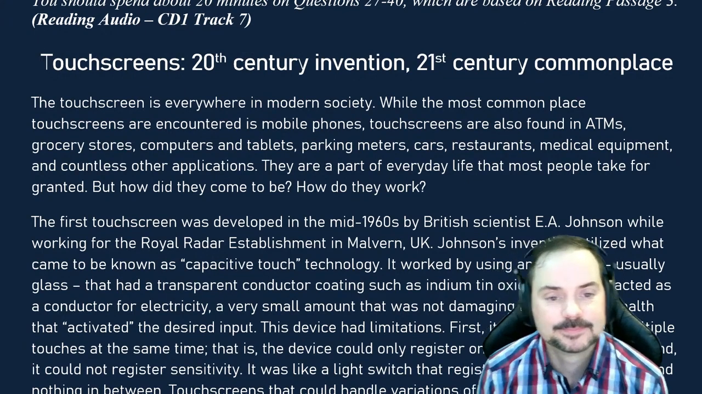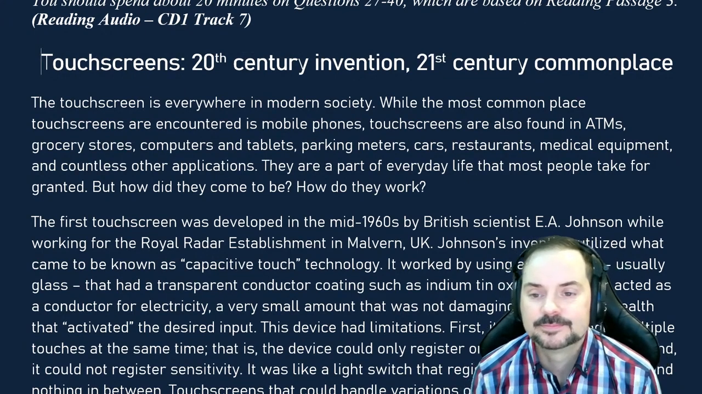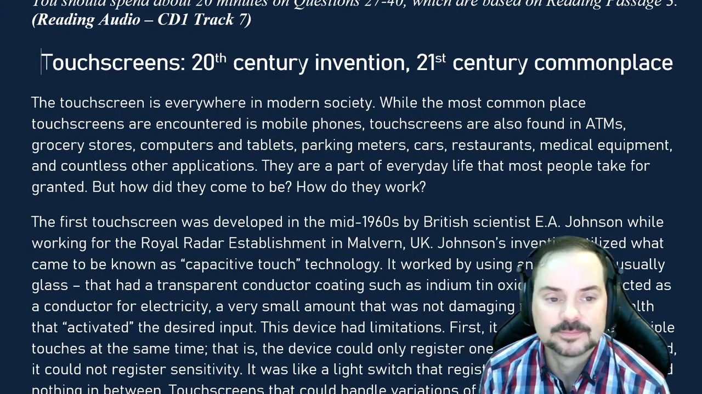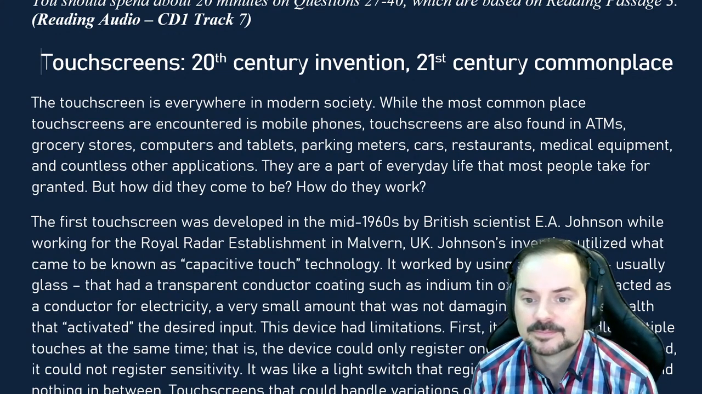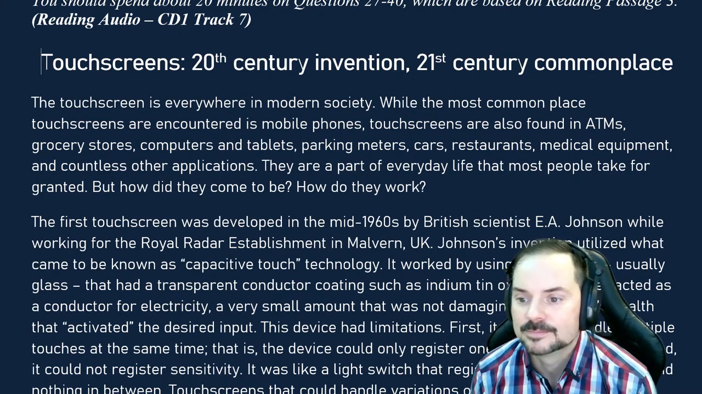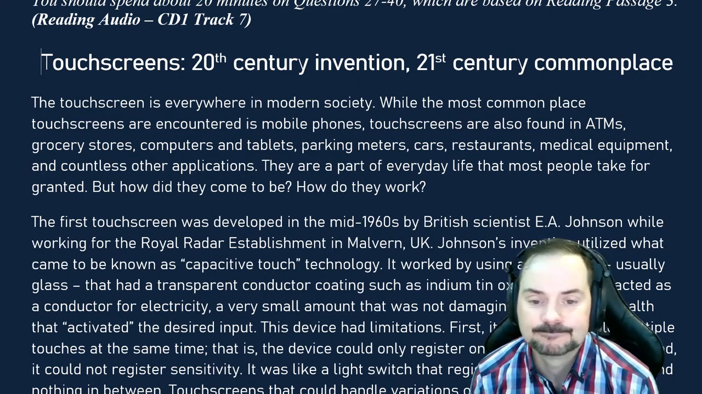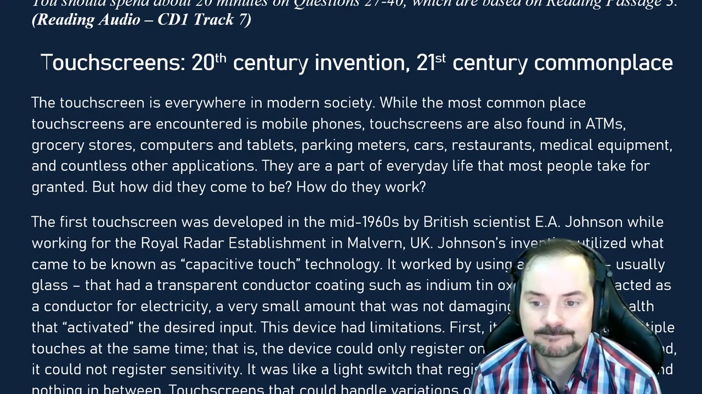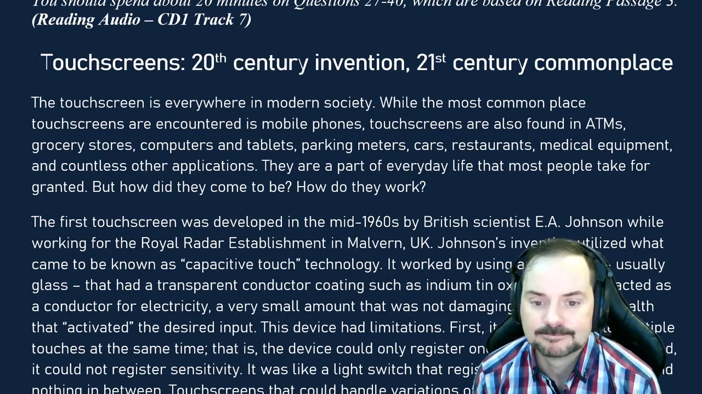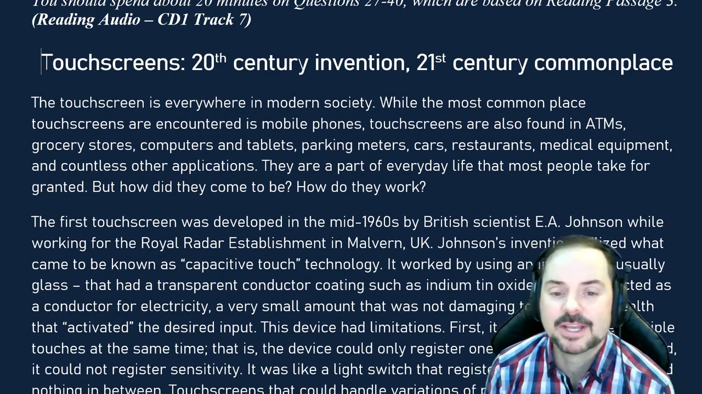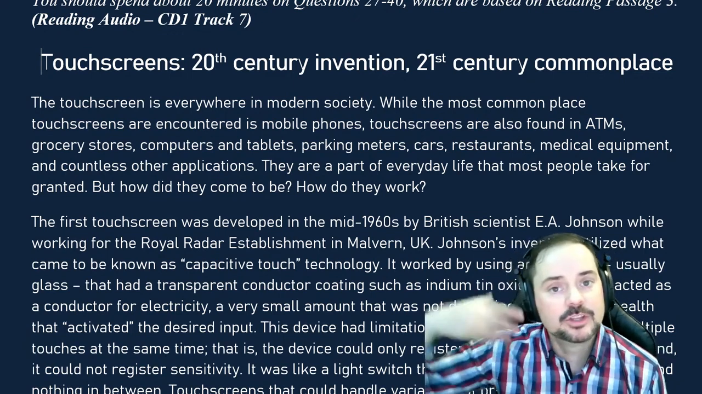Touch screens, 20th century invention, 21st century commonplace. The touch screen is everywhere in modern society. While the most commonplace touch screens are encountered is mobile phones, touch screens are also found in ATMs, grocery stores, computers, and tablets, parking meters, cars, restaurants, medical equipment, and countless other applications. They are a part of everyday life that most people take for granted. But how did they come to be? How do they work? Nice, nice reading. Okay, that was great. Nice, I like how you intonated.